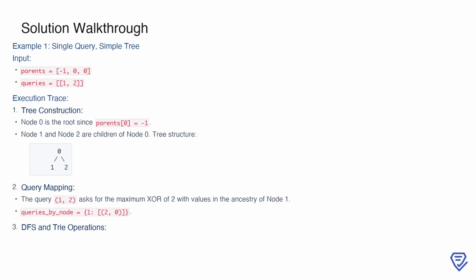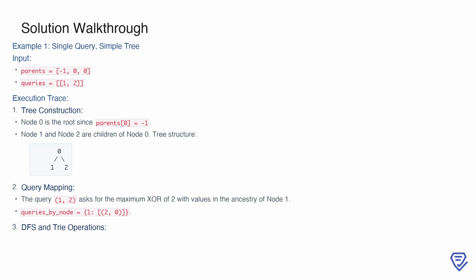In this example, we are given a simple tree structure and a single query. The input specifies that node 0 is the root because its parent is -1, and nodes 1 and 2 are its children. The resulting tree is a small binary tree with node 0 at the top and nodes 1 and 2 as its children. The query asks us to calculate the maximum XOR between the number 2 and the values in the ancestry of node 1.